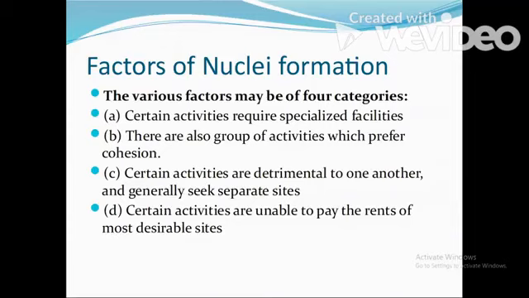There are also certain activities which prefer cohesion. Now, what is cohesion? They prefer to stay close to each other. For example, the clothing industry. The clothing industry requires, what? A very strong group of people, that is, they want low, cheap labor.